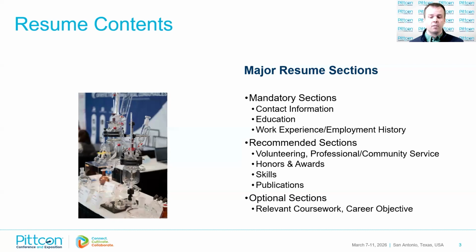Other recommended sections include sections on volunteering, any professional or community service that you may be involved in, any honors and awards, skills, such as benchtop skills, computer skills, or other training that you may have completed, as well as any listings of publications and presentations. Optional sections might include relevant coursework for those of you earlier in your career or current students or very recent students, as well as any career objectives that you may have might be included as a small, short, bulleted list of approximately 1 to 4 objectives towards the top.